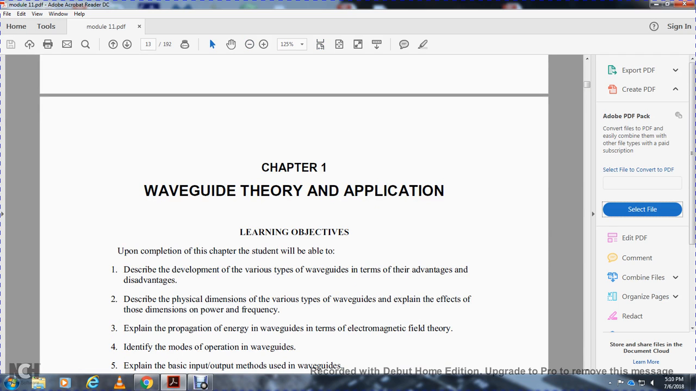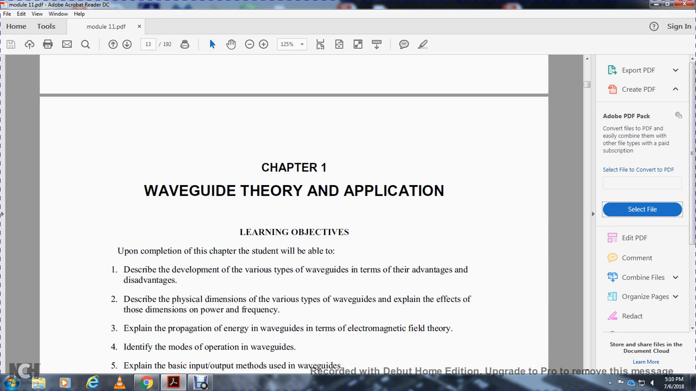Alright, Chapter 1, Waveguide Theory and Application. Learning objectives: upon completion of this chapter, the student will be able to describe the development of various types of waveguides in terms of their advantages and disadvantages, describe the physical dimensions of various types of waveguides, and explain the effects of those dimensions on power and frequency.